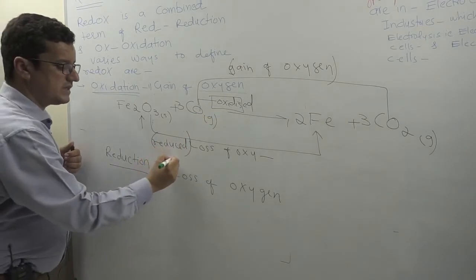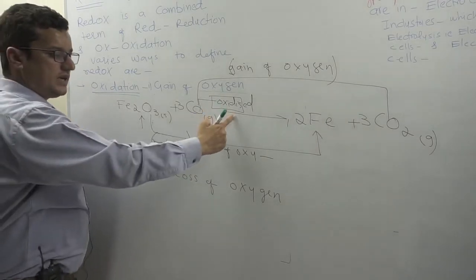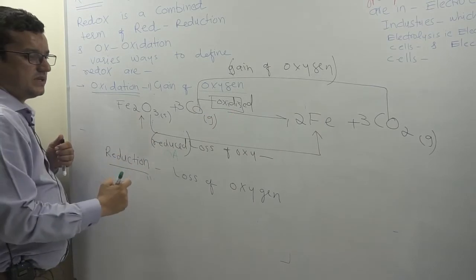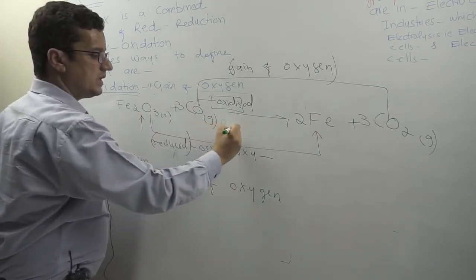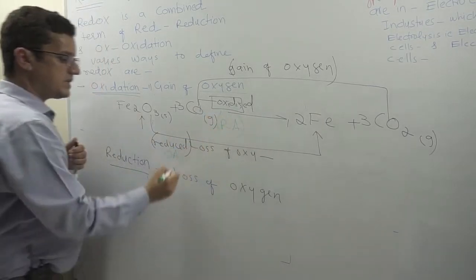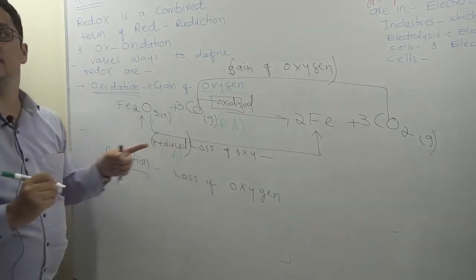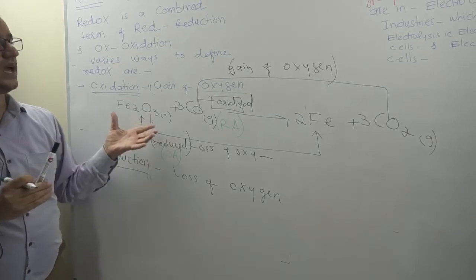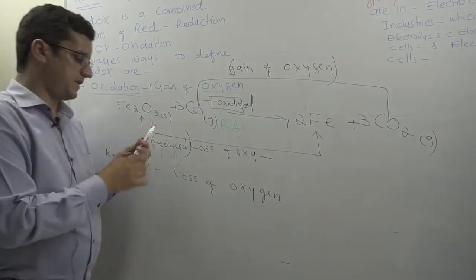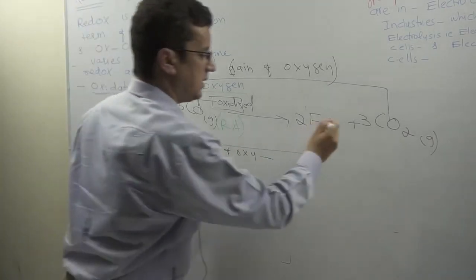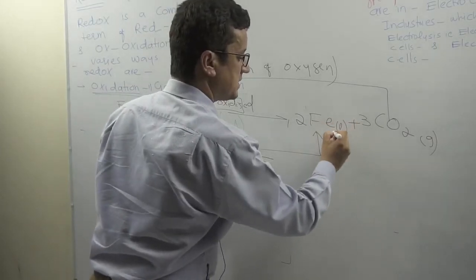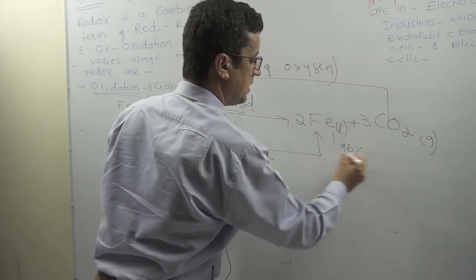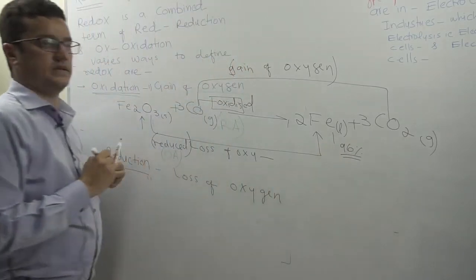If it is reduced, the partner is oxidized, so this is the oxidizing agent. And if it is oxidized, the partner is reduced, so it is a reducing agent. So a redox reaction is basically between a reducing agent and an oxidizing agent. In the blast furnace, when this is done, iron is obtained, 96% purity iron, which is later on refined.